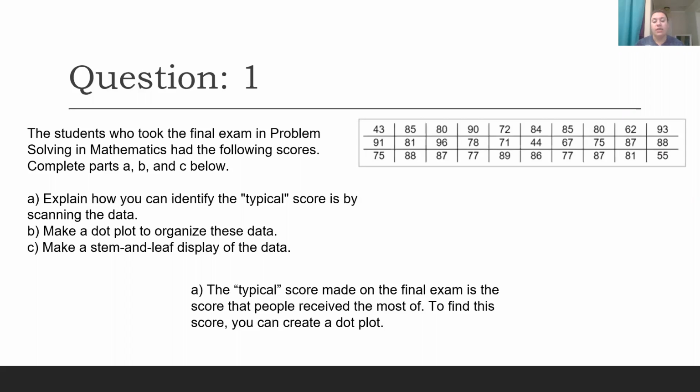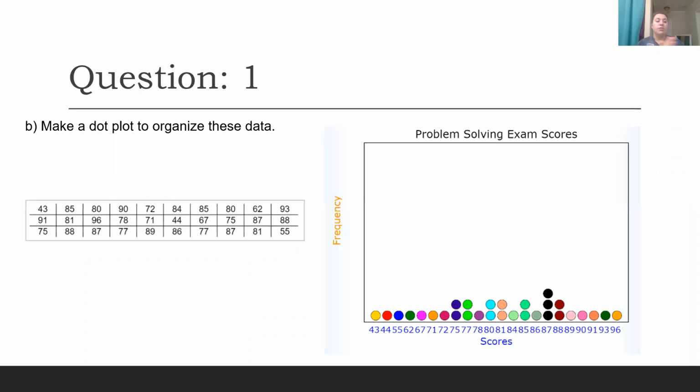Okay, so our data is here in this table. So these are the scores that everybody got on their final exam. So the typical score made on the final exam is the score that people receive the most. To find the score, you can create a dot plot. So now we're going to go to our dot plot. So that is part B.